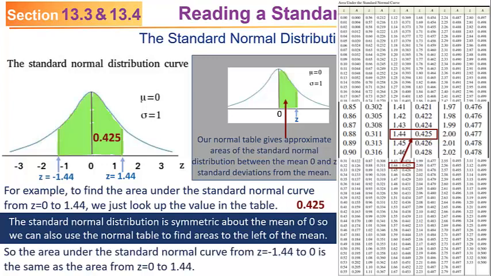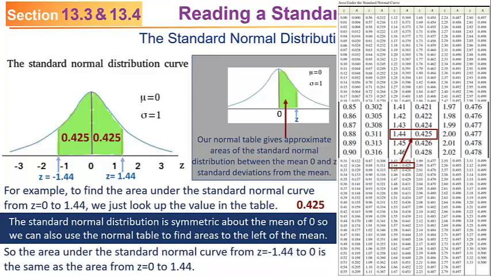If I start at 0, but I want to know the area from minus 1.44 to 0, so that the 0 boundary now is on the right, the symmetry of the graph tells me that it's the same as the area going from 0 to 1.44. That means I can still look up the 1.44 in the table and still apply it, even though it's going in the negative direction. The area of both of those pieces is the same because of the symmetry of the graph.